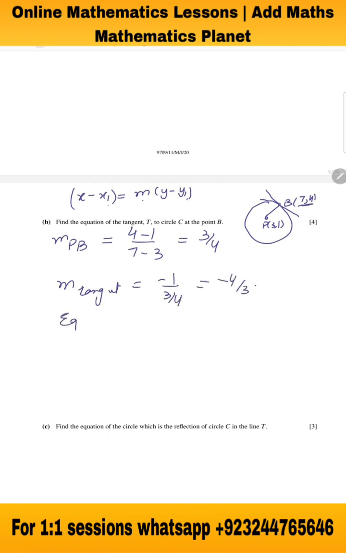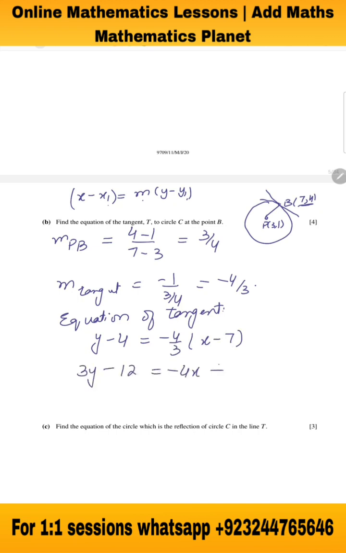So the equation of the tangent will be y minus y1 is equal to m into x minus x1, which gives 3y minus 12 is equal to minus 4x plus 28, which is equal to 3y plus 4x equals 28 plus 12, that is 40.